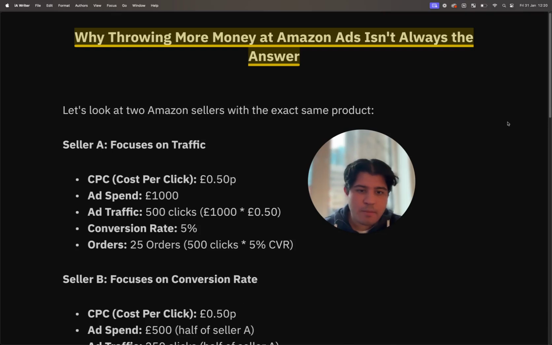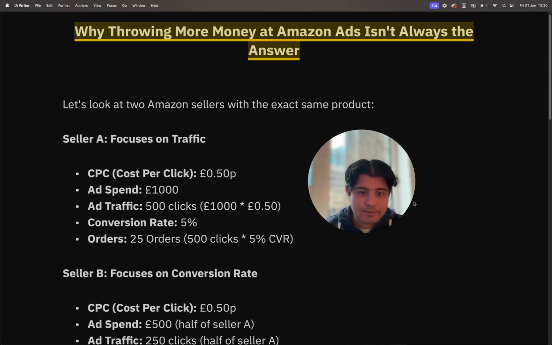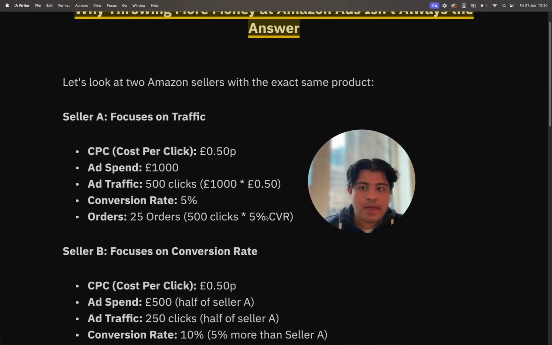So why throwing more money at Amazon ads isn't always the answer. Let's look at two sellers with an example, who sell the exact same product, in the exact same category, exact same niche. Seller A focuses on traffic. So that's what they do.